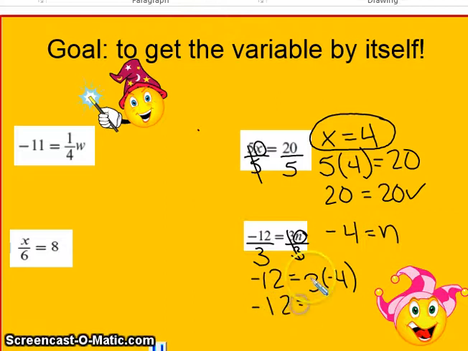Negative 12 equals 3 times negative 4 is negative 12. This is a true statement. So the solution to my equation is n equals negative 4. Now I'm going to move to right here.